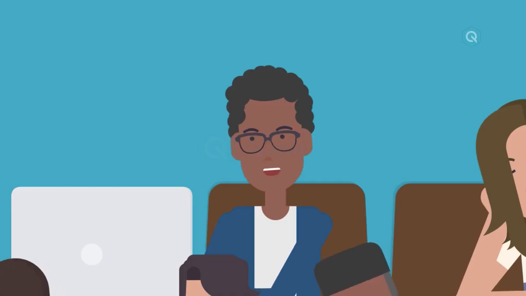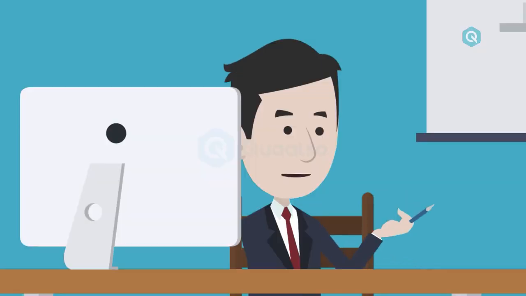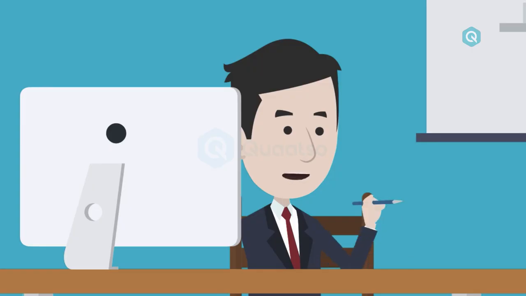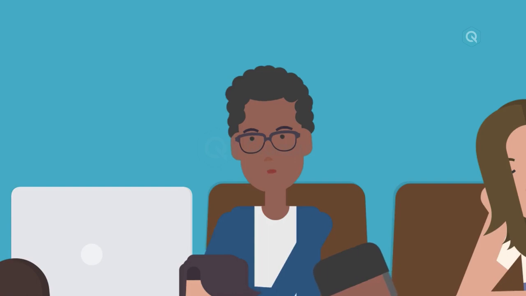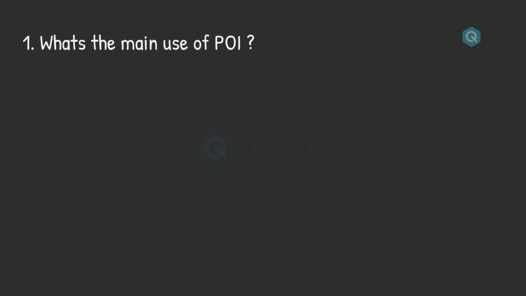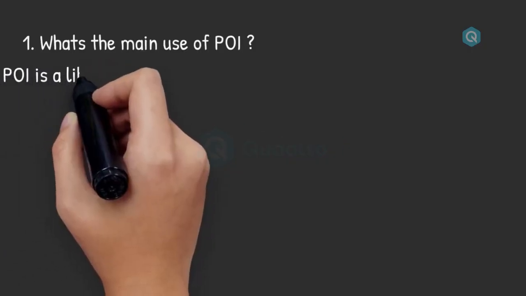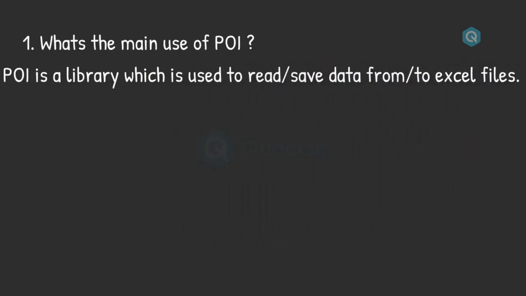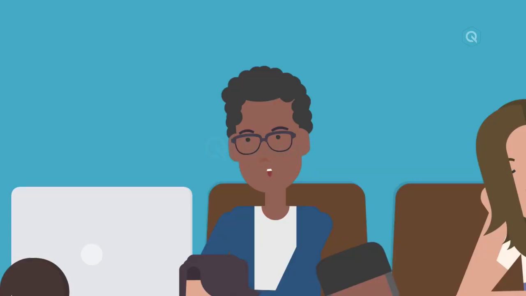To read MS Excel files using Java programs. Anything else? Read and write both using Java programs. Okay, but why do we need to read and write Excel files using Java programs? We can easily do the reading and writing manually. Yeah, we can do that manually, but if our data is stored in an MS Excel file, how can we access that programmatically? The main requirement is to access data stored in Excel files. That's a good point. So we can write: POI is a library which is used to access and save data from and to Excel files through Java programs. Is it correct? Yes, correct.